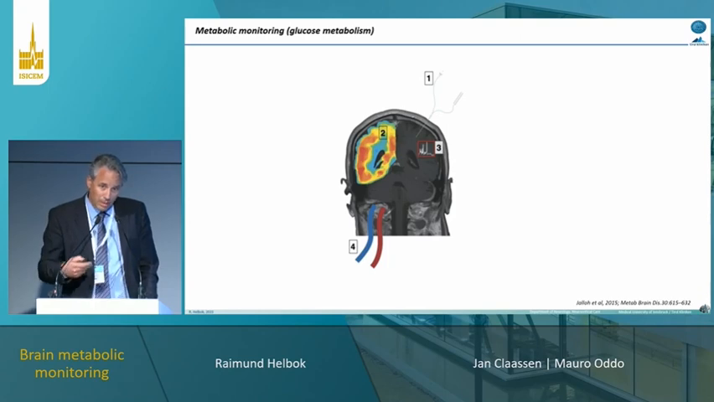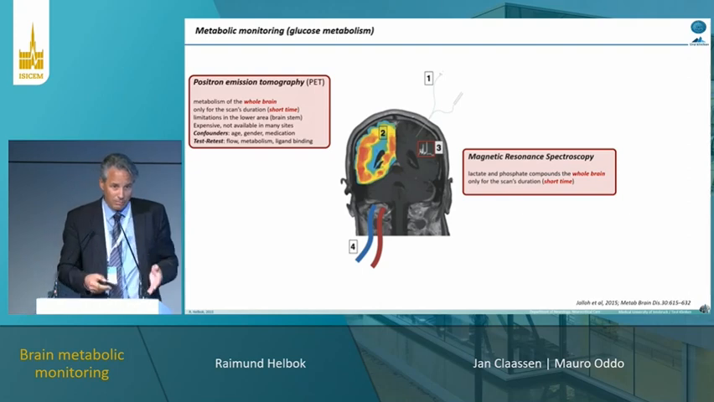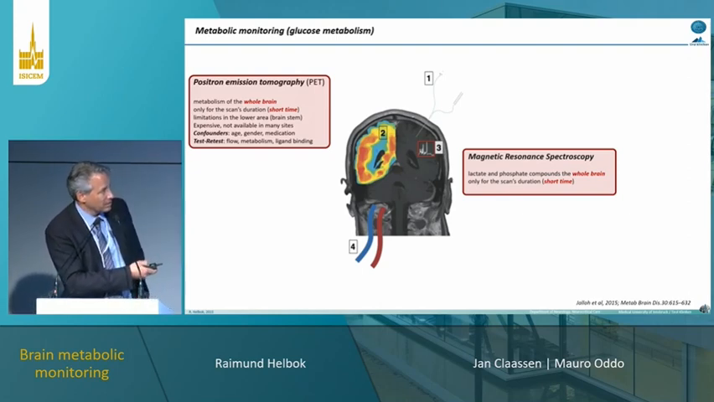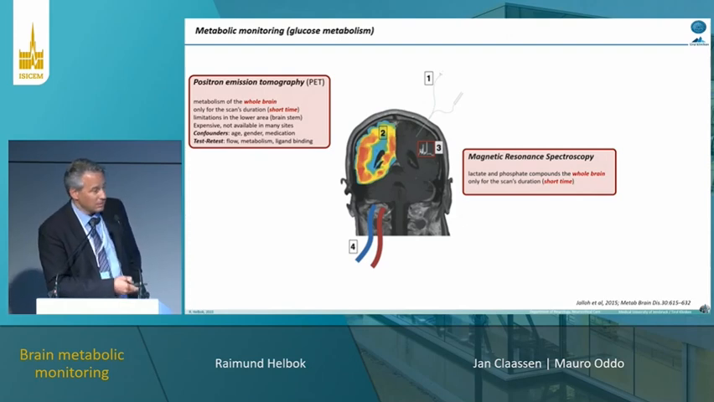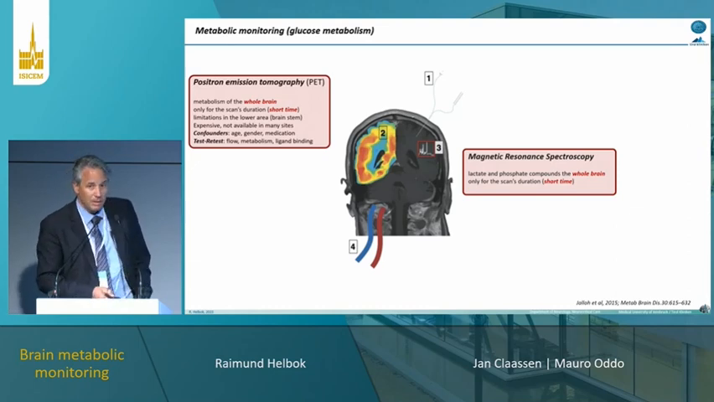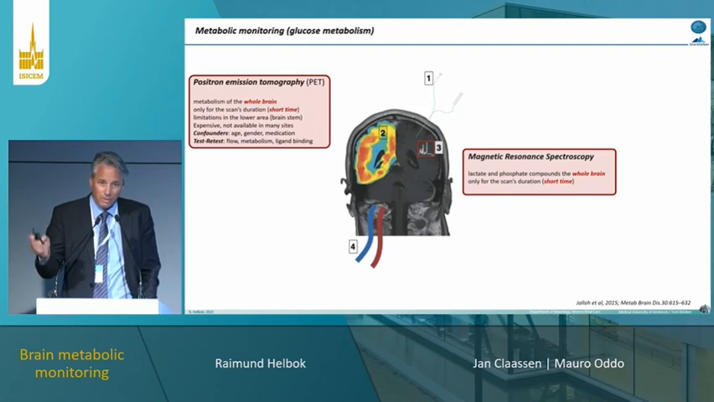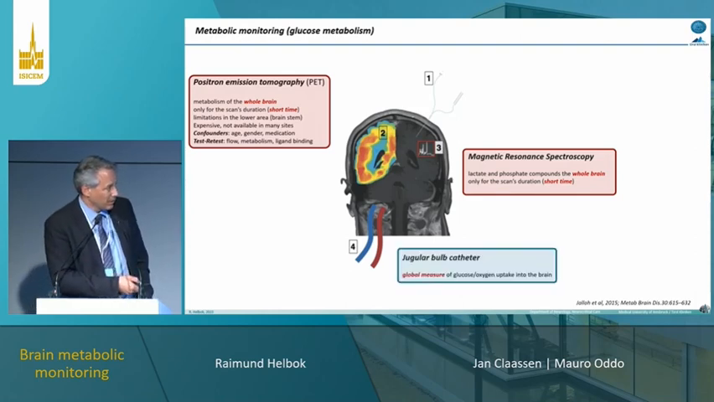So from a broader view, there are several tools to monitor metabolism. We have neuroimaging. Neuroimaging has advantages and disadvantages. Advantages are that we can actually cover the whole brain, for example, with PET analysis or spectroscopy. But we only have one time point where we actually make the investigation. Other methods like the jugular bulb catheter, we can measure oxygenation.